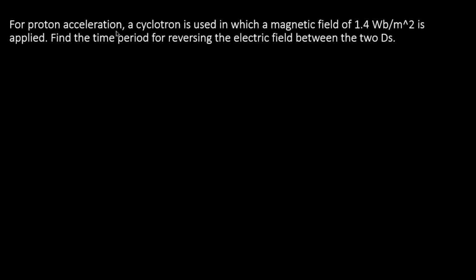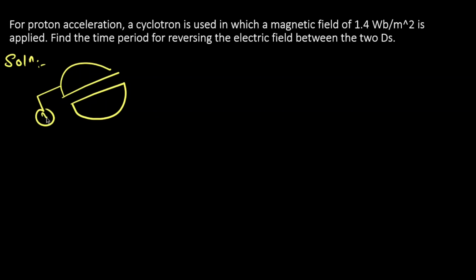For a proton accelerator, a cyclotron is used in which a magnetic field of 1.4 Weber per meter square is applied. Find the time period for reversing the electric field between the two Ds. So solution. For a cyclotron accelerator, these are the two Ds, D1 and D2, which is connected with an AC supply. Now what happens is their polarity changes from plus to minus and minus to plus in one time period.